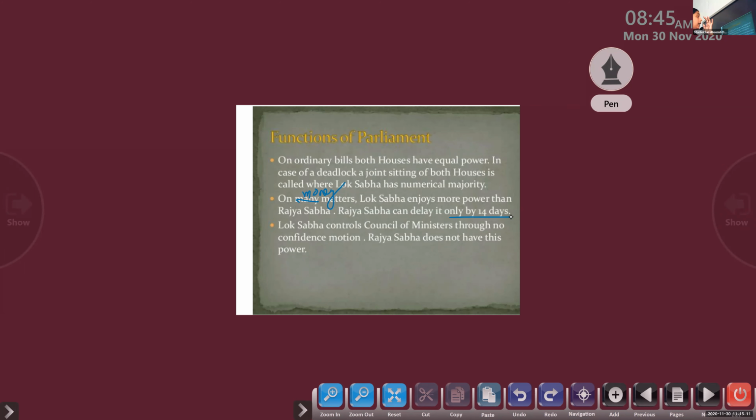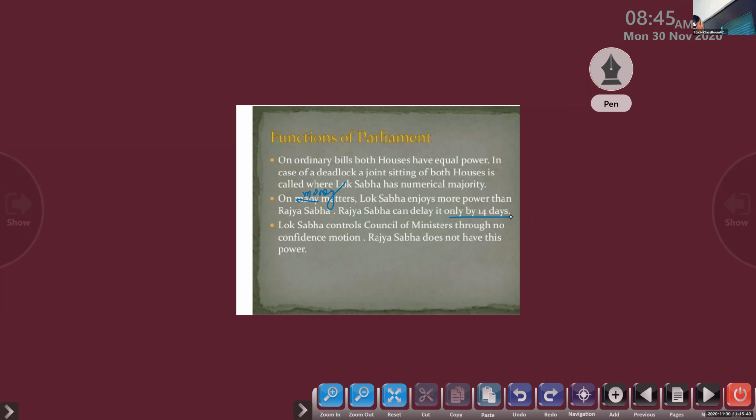But in case of a money bill, who enjoys more power? Lok Sabha. On a money bill, Lok Sabha enjoys more power than Rajya Sabha. Rajya Sabha can delay the bill up to a maximum of 14 days, and they can suggest some rectifications, but it depends on Lok Sabha. They can either accept it or reject it.